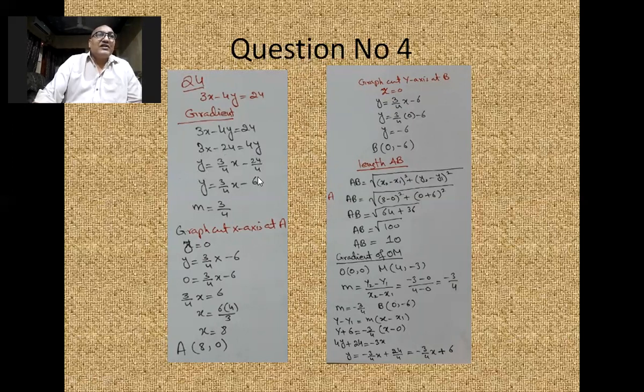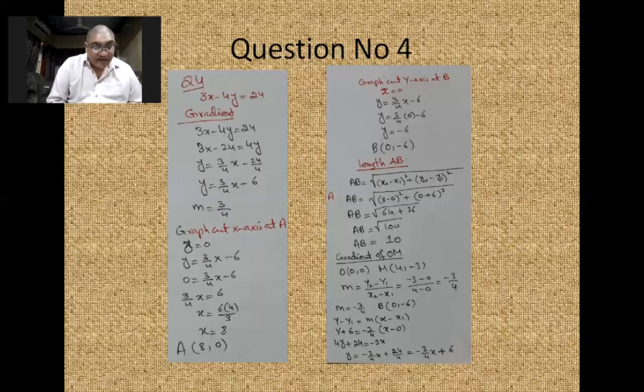So this is the equation of that line, and now y is alone. Whatever is the coefficient of x, that will be the gradient of the line. So the gradient of the line will be 3 by 4. Okay, so that was the first part: find the gradient of the line L.